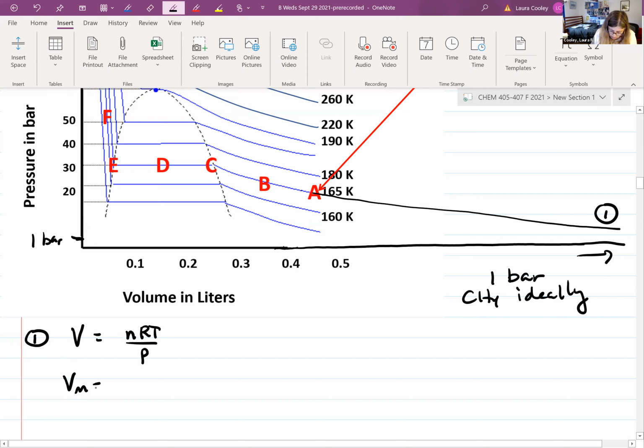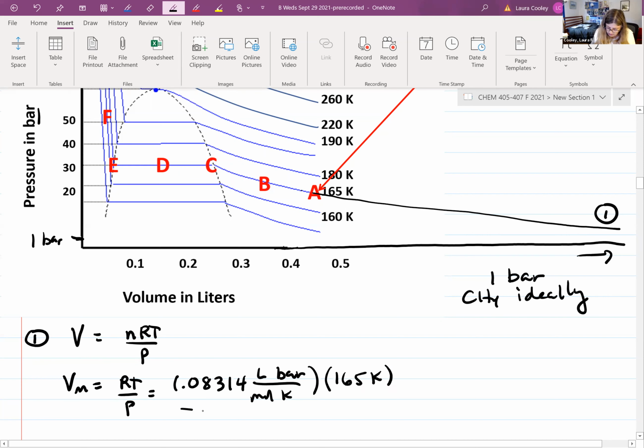Let's do it for 1 mole at 1 bar, so pressure is 1 bar. This is in bar, so I'm going to do 0.08314 liter bar per mole Kelvin times 165 Kelvin over 1 bar. And this is 13.7 liters. So that's why I'm telling you it's way down the hall. I'm using the ideal gas law because the gas is behaving ideally at 1 bar.